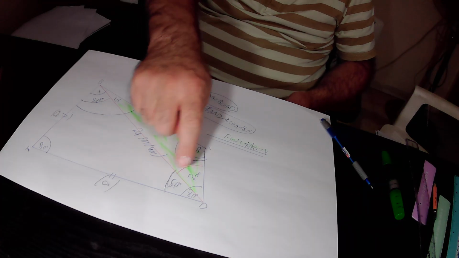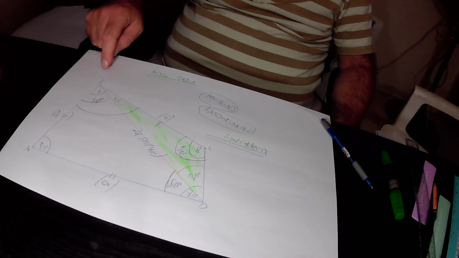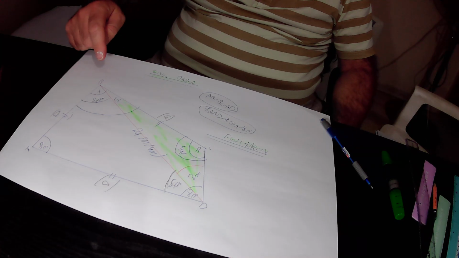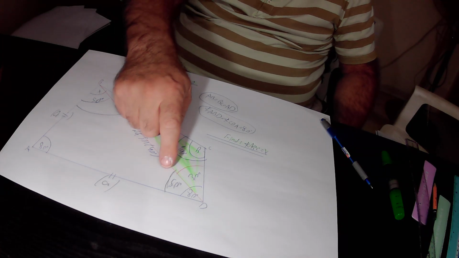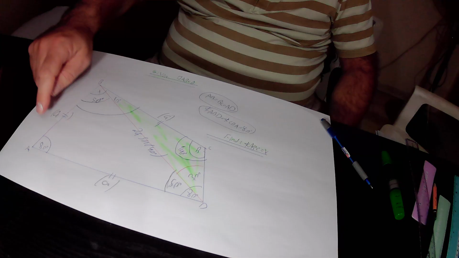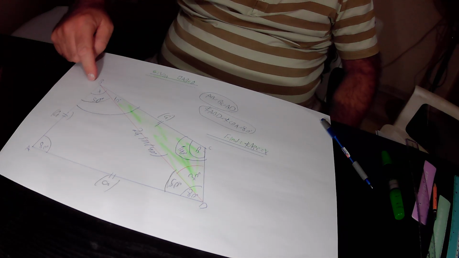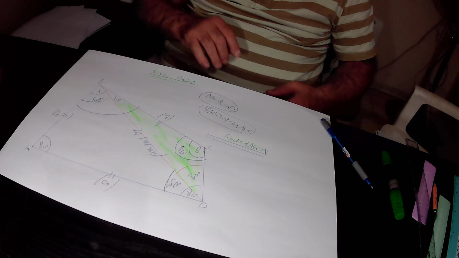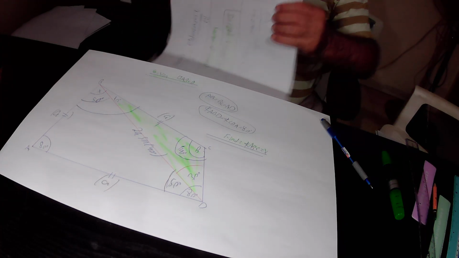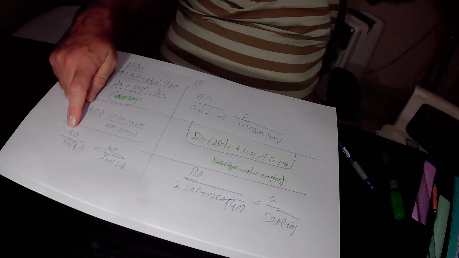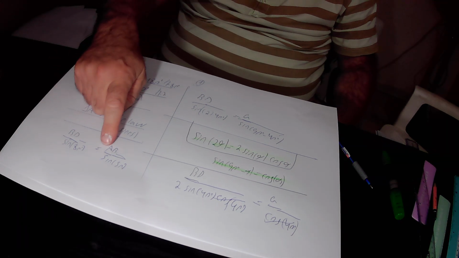In this triangle ABD, according to the law of sines, BD over sine 80 degrees equals AB over sine 50 degrees.